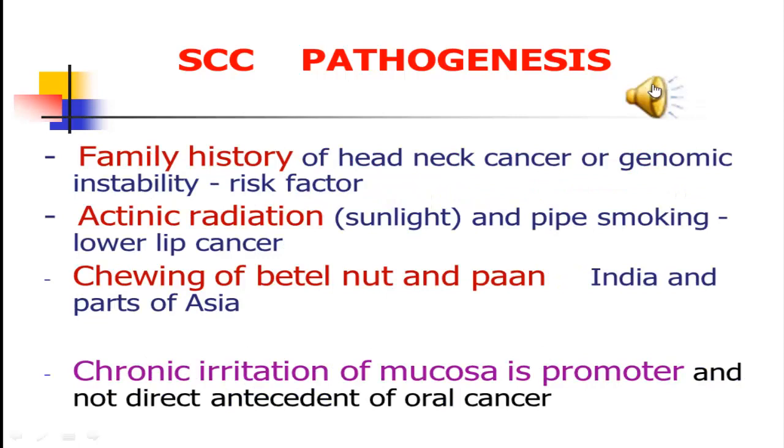Continuing with the pathogenesis, family history of head and neck cancer or genomic instability is a risk factor. Then exposure to actinic radiation and pipe smoking are the predisposing factors for lower lip cancer. Chewing of betel nut and pan in India and parts of Asia is a predisposing factor. Chronic irritation of mucosa is a promoter and not a direct antecedent of oral cancer.